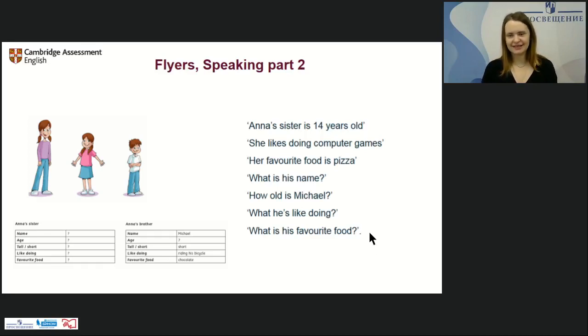Yes, this is range. And this is control also. How about "she likes doing computer games"? For Flyers, not high. Well, really, it was quite okay for Flyers, and this girl did a brilliant job. And again, this is about how we assess our students, because she got quite high marks for her performance. "Playing computer games," yes.